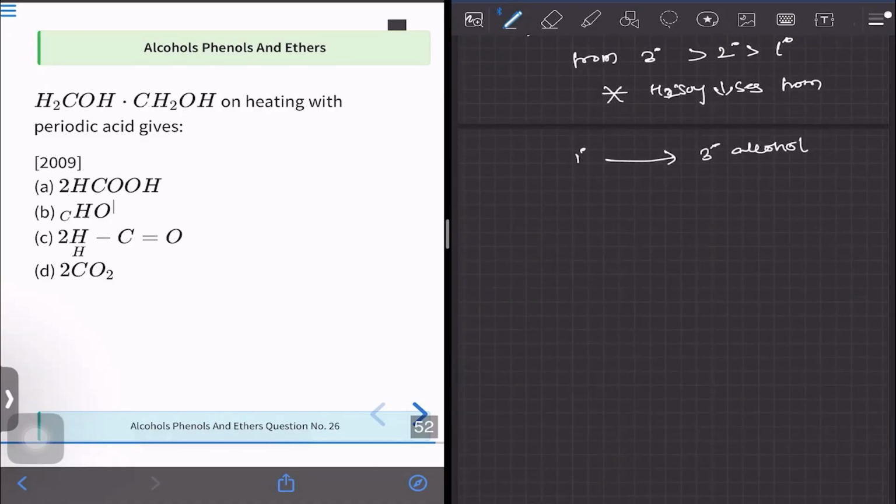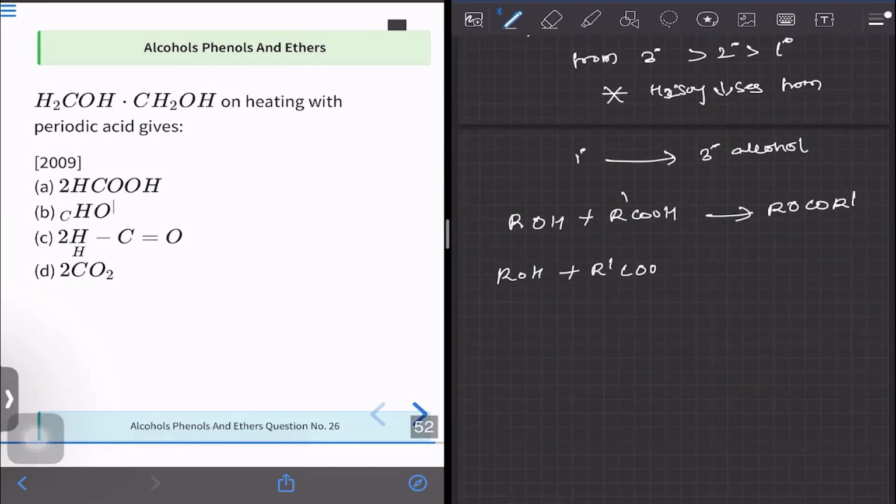Let's see some reactions of alcohol. Whenever alcohol reacts with carboxylic acid, what does it form? It produces ester, that is ROCOR dash. Whenever alcohol reacts with carboxylic anhydride, that is (RCO)2O, what does it produce? ROCOR dash along with carboxylic acid.